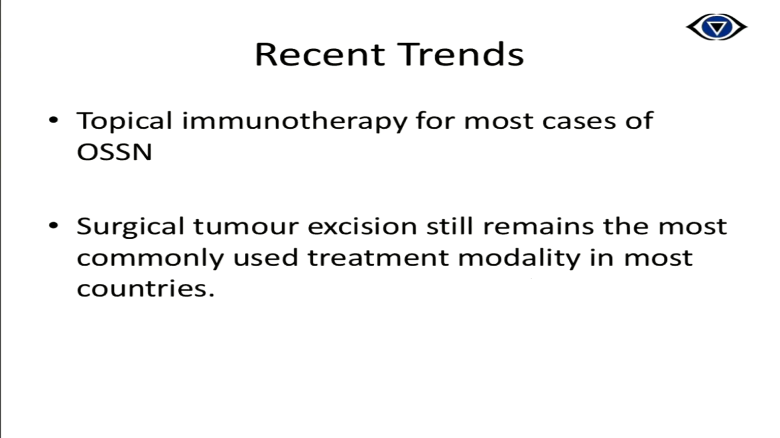The available treatment options include surgical excision, chemotherapy, immunotherapy, options of radiotherapy, and in extensive cases, enucleation and exenteration. So the recent trends have been towards topical immunotherapy for most cases of ocular surface squamous neoplasia. However, in extensive cases and in which we are not sure of the depth of the tumor, surgical tumor excision still remains the most commonly used treatment modality.